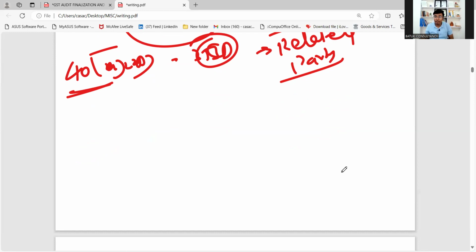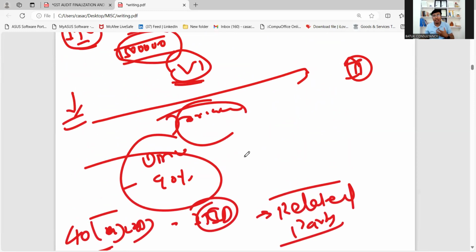Is that okay, Deshmukh ji? And I suppose how we can identify this point is also clear.